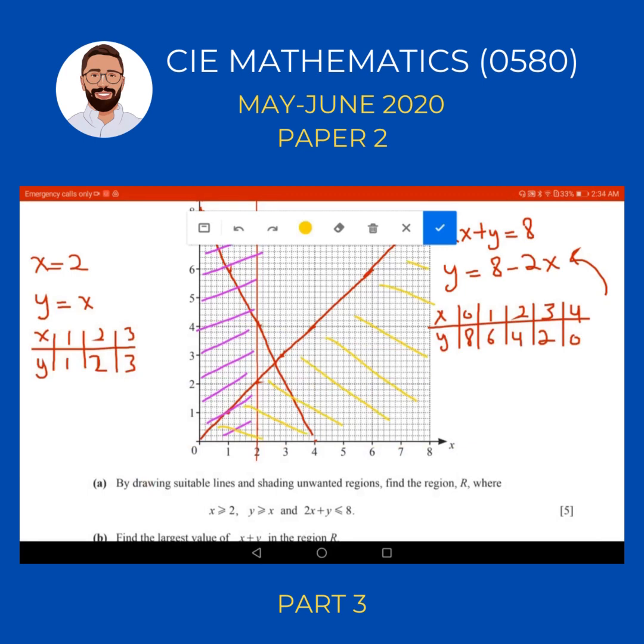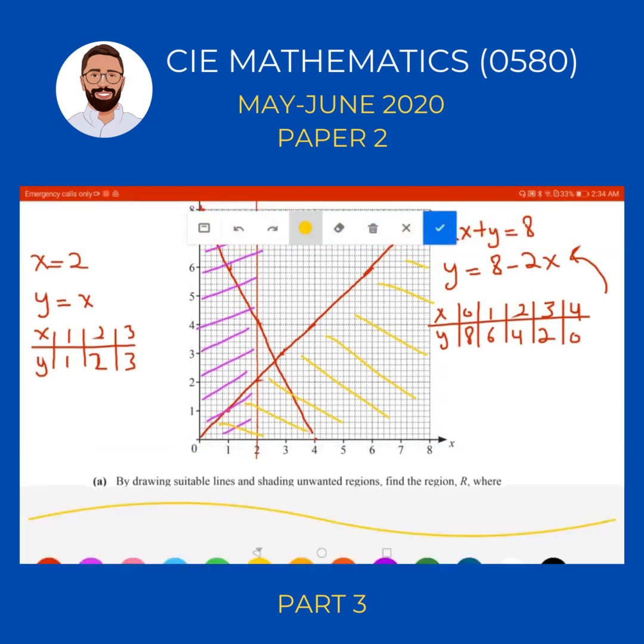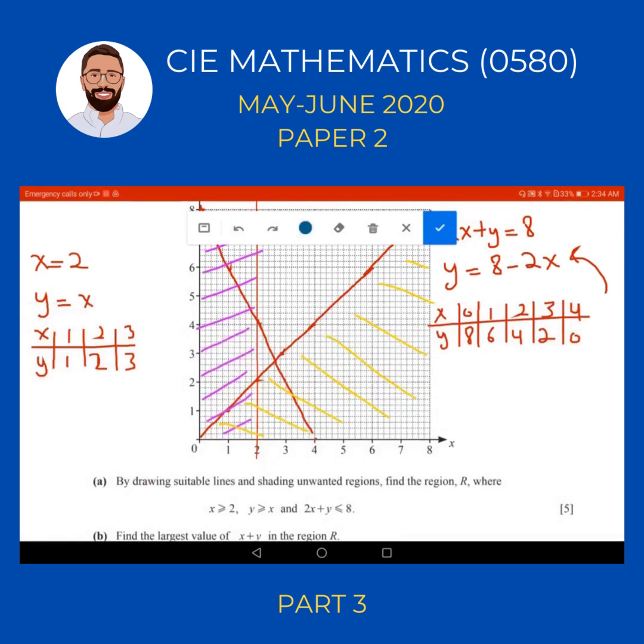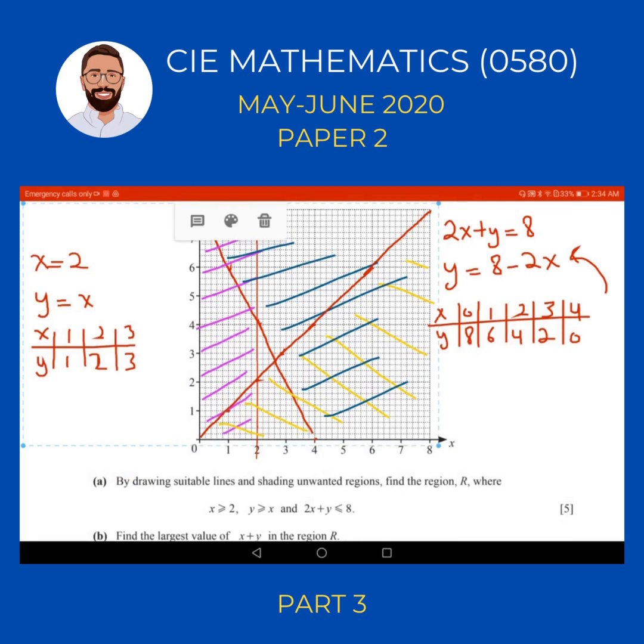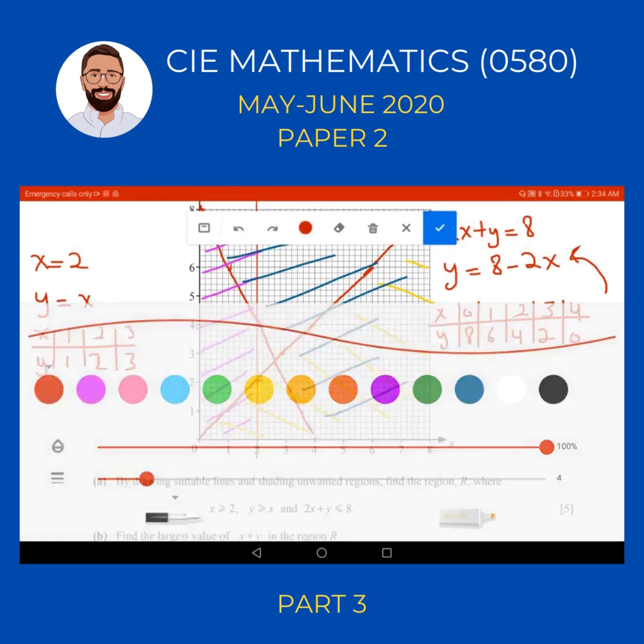Now, what's left is 2x plus y less than or equal to 8. Again, less than means everything below the line. So the unwanted region is everything above the line. I'm going to shade that in a different color. Let me choose blue. So it is everything above. It's this region. So the region that's left unshaded is the wanted region. I'm going to label that with R. It's this small triangle here.